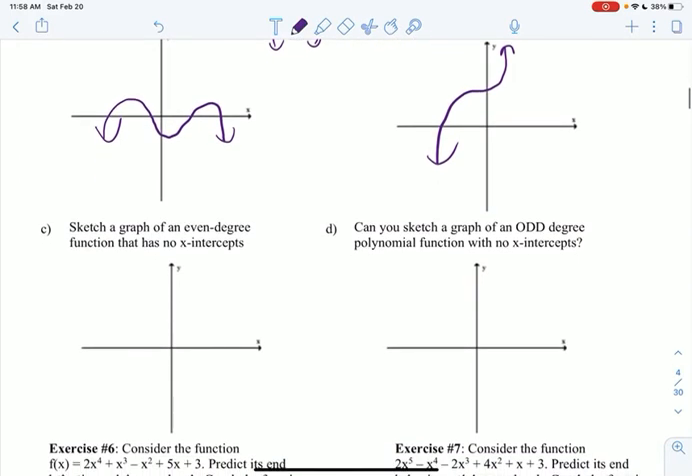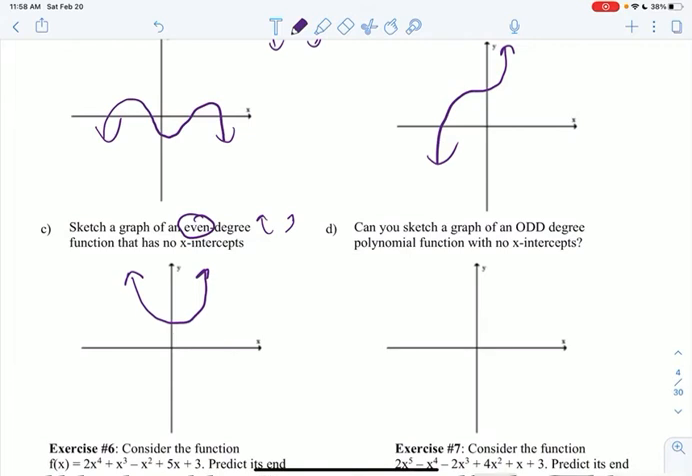Sketch an even degree function that has no x-intercepts. So even means they both have to go up, but it has no x-intercepts, so it could be something like this. All right, that means those roots are imaginary.